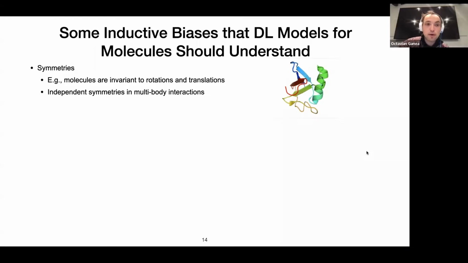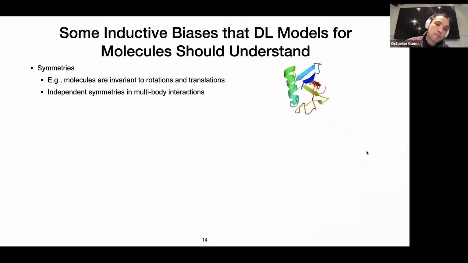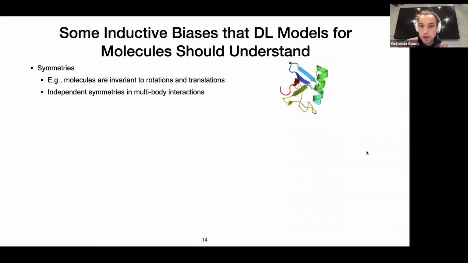Symmetries, for instance: we know molecules are invariant with respect to rotations and translations in Euclidean space, which means that if we rotate or translate a protein, let's say, we are going to change the numerical representation, but we are not going to change the underlying biological object. This is not true for reflections, which are going to affect aspects such as chirality, and I will tackle that a little bit later. We also talk about independent symmetries in multi-body interactions, and in today's talk, I'm going to touch on this aspect in more detail.